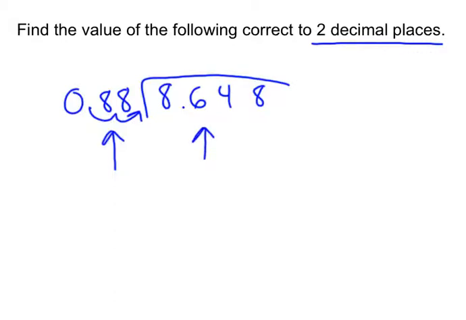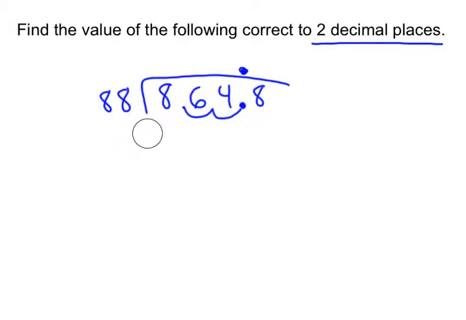So that means that if I move my decimal place 2 places to the right in my divisor, I must also move it 2 places to the right in my dividend. So I'm now going to move my decimal place in between the 4 and the 8. And that determines where my decimal place is going to be in the answer. So I'm going to go ahead and add that in now. As we rewrite our problem, it is now 864.8 divided by 88. And now we can solve.